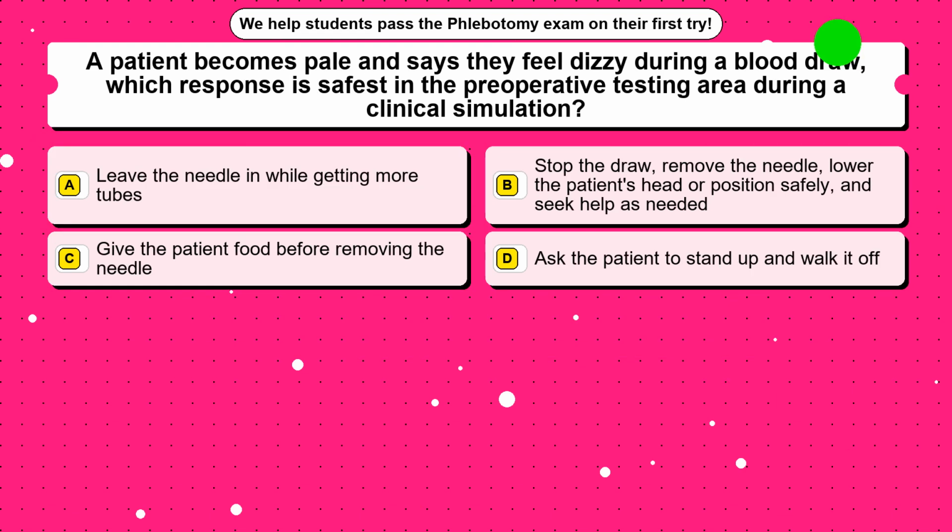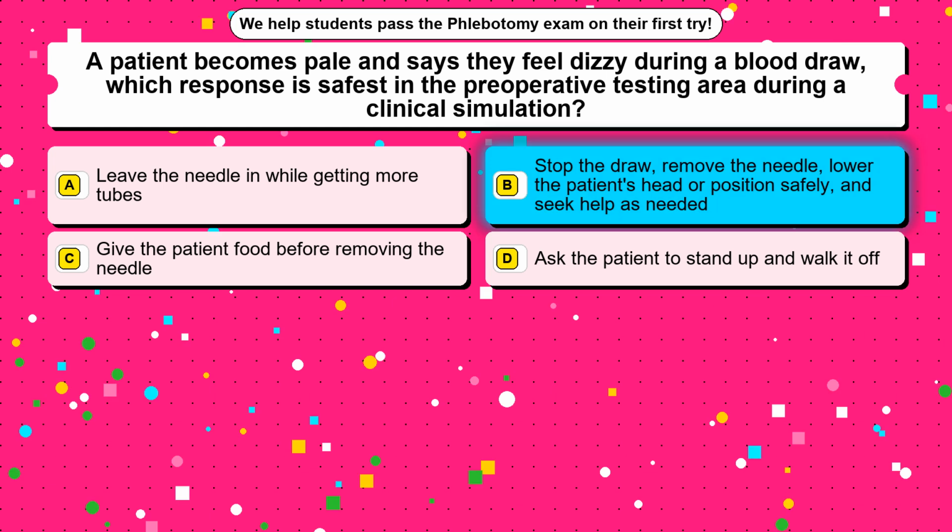Question 10. A patient becomes pale and says they feel dizzy during a blood draw. Which response is safest in the preoperative testing area during a clinical simulation? Option A. Leave the needle in while getting more tubes. Option B. Stop the draw, remove the needle, lower the patient's head or position safely, and seek help as needed. Option C. Give the patient food before removing the needle. Option D. Ask the patient to stand up and walk it off. The correct answer is option B.